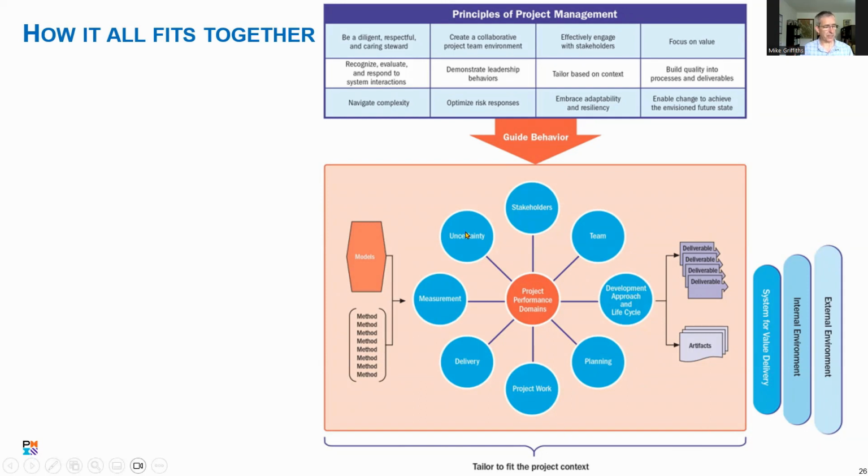There's going to be measurement, there's going to be uncertainty. And then to support this, we've got models, methods, and artifacts. They don't really all feed into measurement, as kind of indicated here. They feed into all of these performance domains. And then we're producing outcomes or deliverables. And it's all part of a system for value delivery within an internal environment and an external environment that needs to be tailored to make it fit. So that's the new structure. We got rid of the knowledge areas and the process groups and replaced it by principles and performance domains.